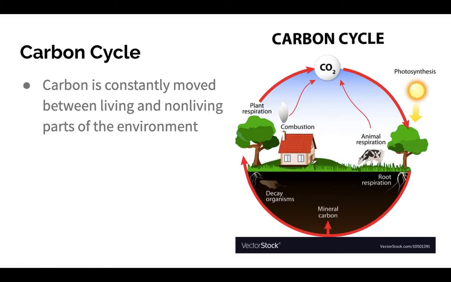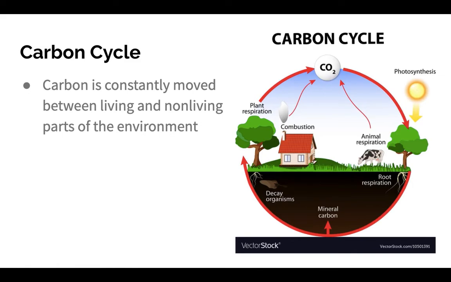So first we're going to talk about the carbon cycle. Carbon is represented by the letter C. So in this example, in this picture, CO2, O is oxygen. CO2 is one carbon, two oxygen atoms that have bonded together. That makes a molecule of carbon dioxide.